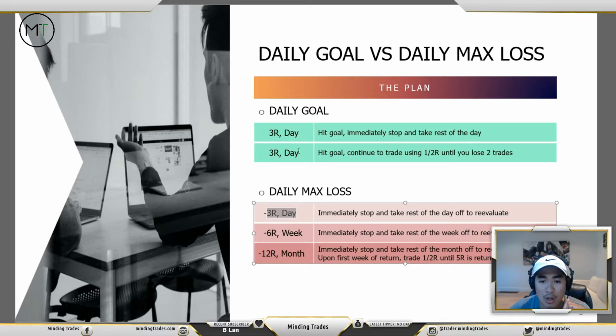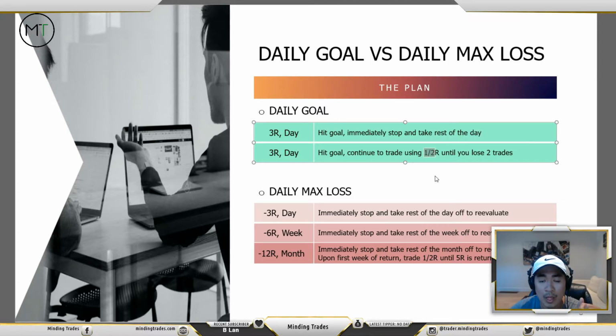Or you have the second option, which is you hit the goal and then you continue trading. However, trade using half R until you lose 2 trades. This gives you the flexibility to continue trading. Because say you're done within the first 5 minutes, the charts haven't really fully developed yet, so there might be some further opportunities to trade.